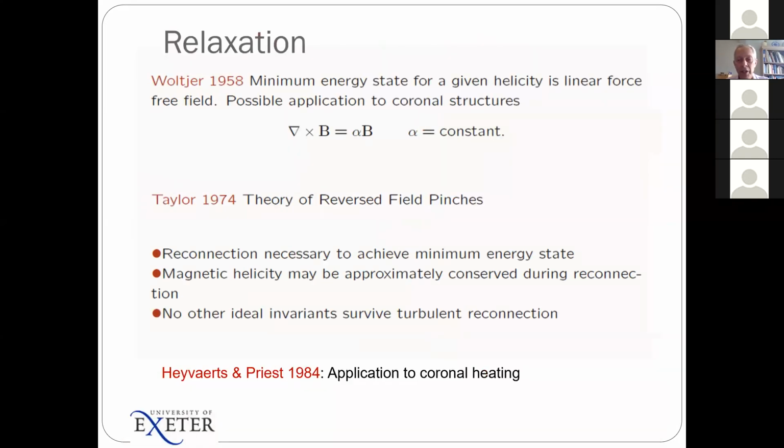Because helicity dissipation is small, you might think, oh, well, maybe things will relax to the minimum energy state for a given helicity, which is a linear force-free field. Taylor applied this to reverse field pinches. You need reconnection to get that minimum energy state. And very importantly, you need to assume that no other ideal invariants survive the reconnection. Heyvaerts and Priest applied this to coronal heating back in 1984.